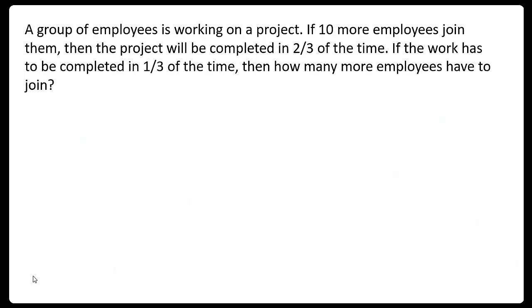Thank you, Chaitanya Bhargav, for your response. Here is the next one. A group of employees is working on a project. If 10 more employees join them, then the project will be completed in two-thirds of the time. If the work has to be completed in one-third of the time, then how many more employees have to join?